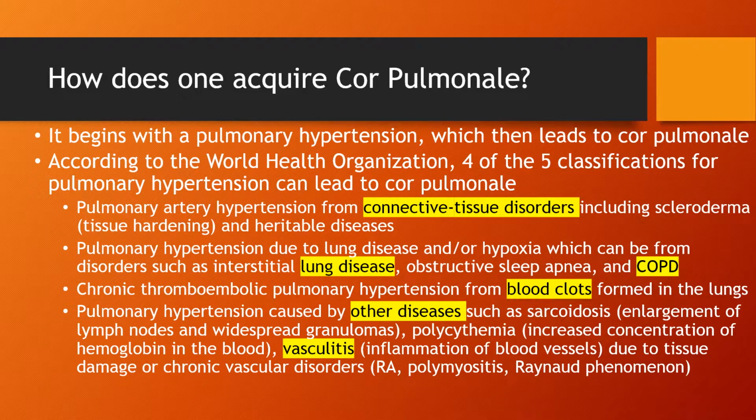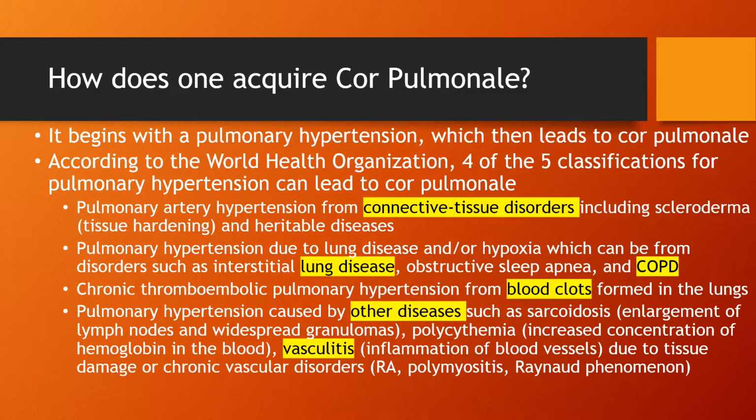So how does one acquire cor pulmonale? Well, it begins with pulmonary hypertension, which then leads to this condition. According to the World Health Organization, 4 out of the 5 classifications for pulmonary hypertension can lead to cor pulmonale. First is connective tissue disorders, which include scleroderma, which is tissue hardening, and then heritable diseases. Second would be any kind of lung disease, such as obstructive sleep apnea and COPD.